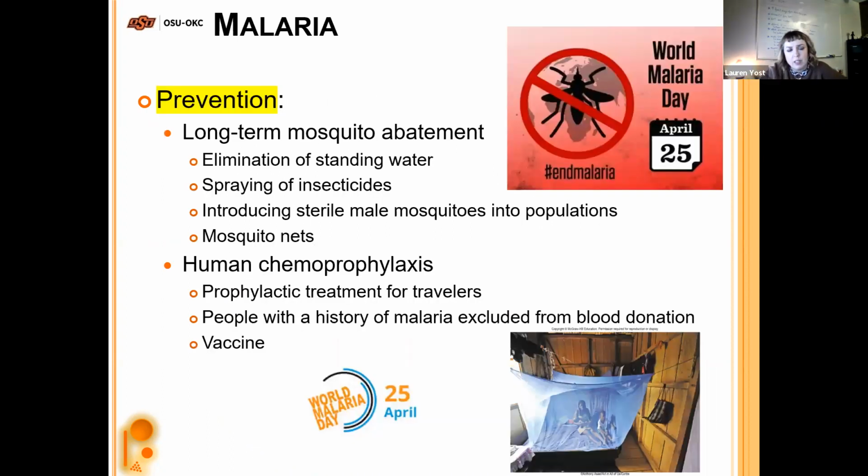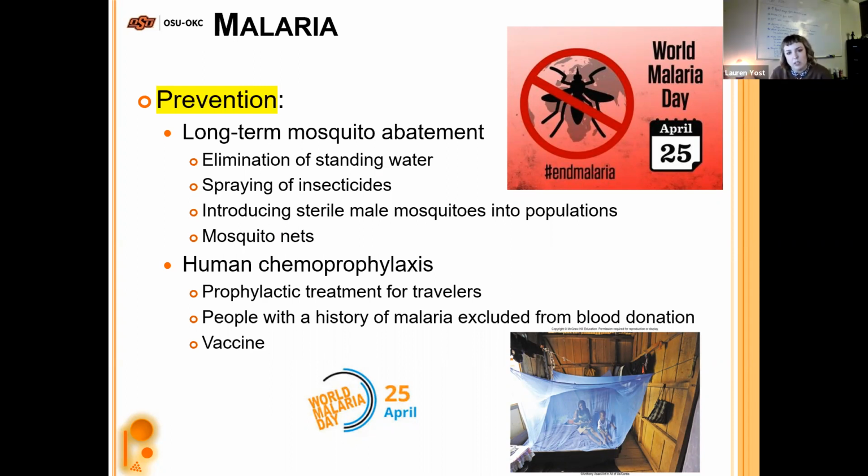How do we prevent it? This is really important, and this will be one of the questions on the exam. You need to strive for long-term mosquito abatement. We will do that by eliminating standing water in the areas that are affected, spraying insecticides widely, and using sterile male mosquitoes that have been genetically altered to be sterile, introducing them into the population so they can't create babies, or lay eggs essentially.